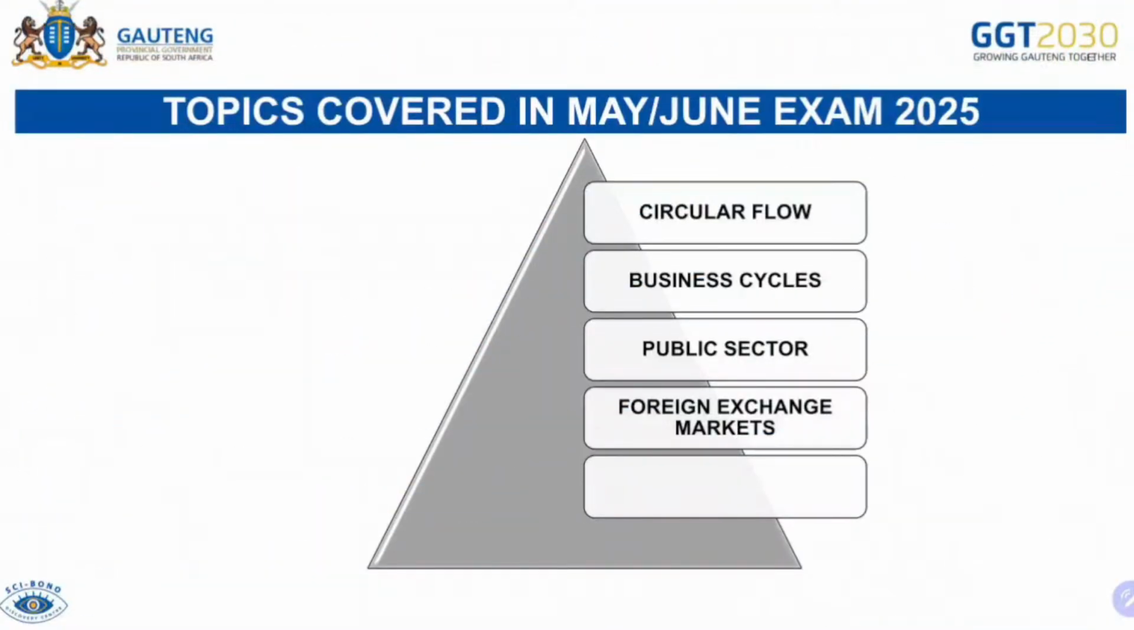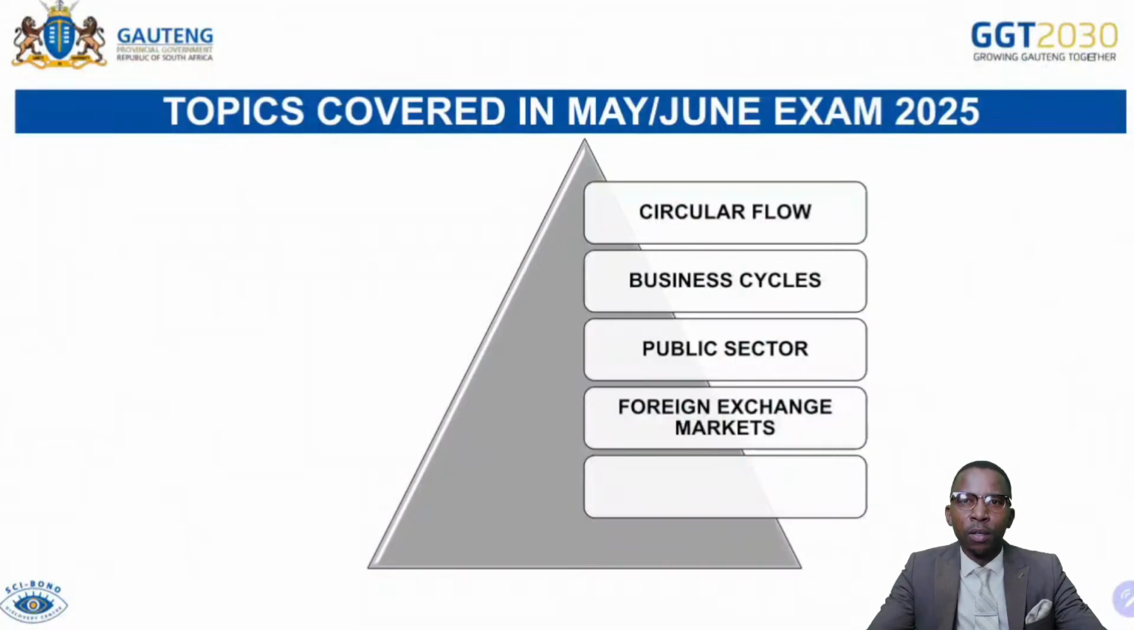Okay, so today the main objective is to ensure that we cement our revision for this term as we do Paper 1. The topics that will be considered in the question paper for tomorrow are mainly macroeconomics topics: circular flow, business cycles, public sector, and the foreign exchange market. All questions will be distributed across these topics. So please ensure that you are prepared.